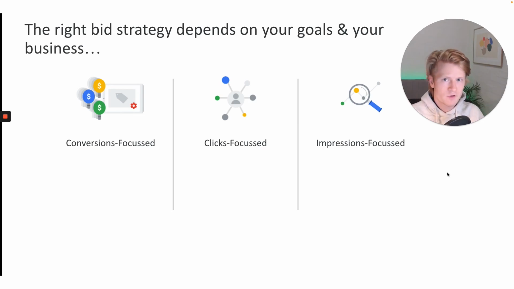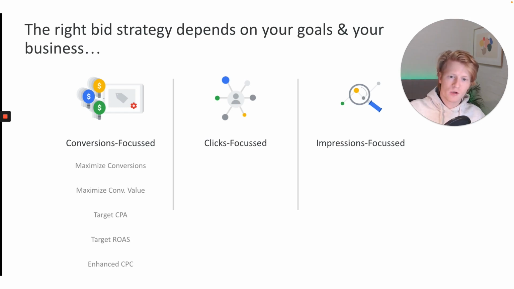So when it comes to bid strategies in search, we really only have three options. They're conversions focused, clicks focused, and impressions focused bid strategies. So within each of them, you'll see there are multiple options. Within conversions focused, we actually have 5 different options. Within clicks focused, we have 2, they're simple, and impressions focused actually only 1. So it gets quite simple, but conversions focused is really where we want to be.